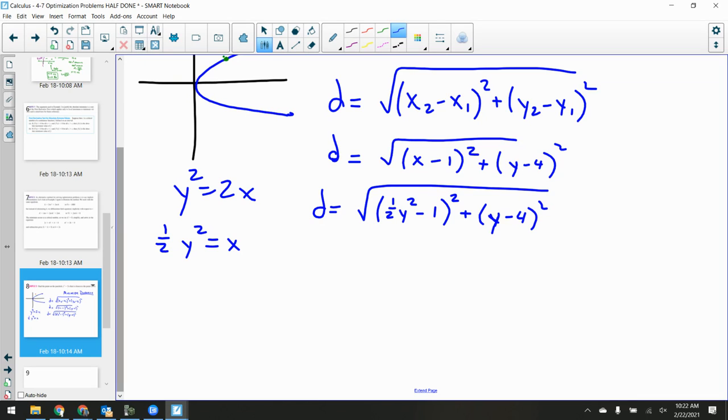Now, if I want to minimize the distance, I want to find the derivative of this, right? However, if I want to minimize this function, it's actually the same as minimizing that function. Minimizing the distance formula, minimizing this square root. If I square the opposite side, the smallest value of this is going to give us the smallest value of the square root of it, right? I hope we would all agree with that.